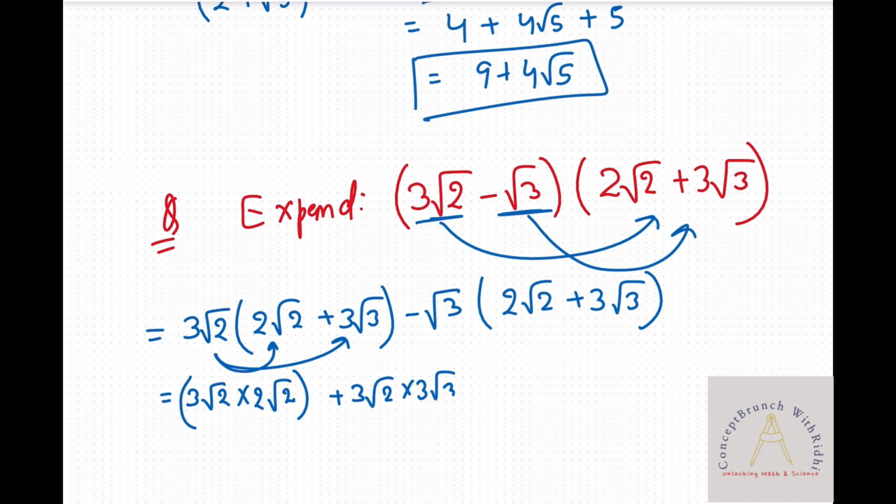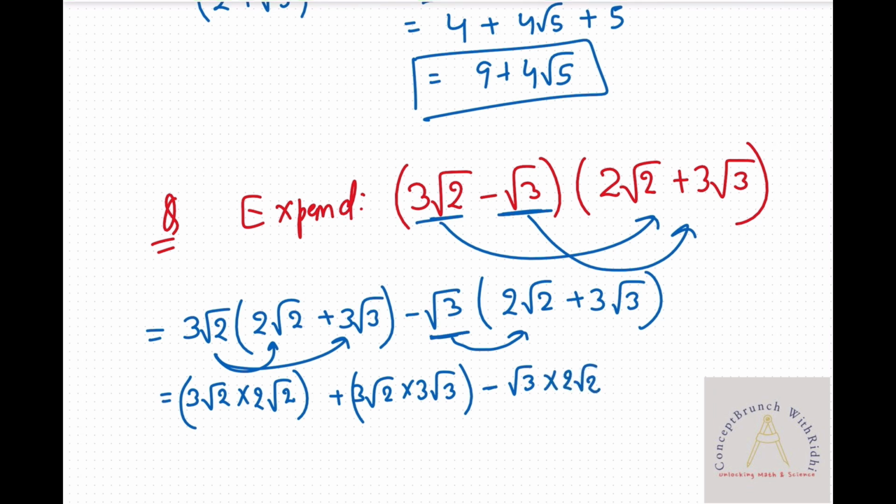Next, now see, this term is minus. Okay, careful. Minus root 3 with 2 root 2. So minus root 3 with 2 root 2. Next, look here. Minus with plus will become again minus. Over here this is root 3 times 3 root 3. Hope you get clear, right? If you're not, just move it back.